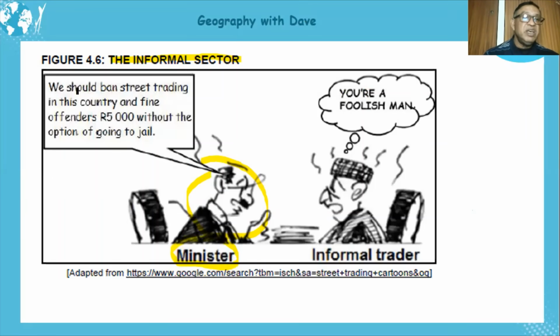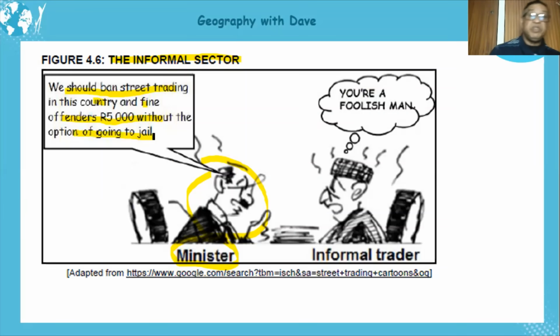Minister. Well, our official, he's very important. He's the minister, and he says we should ban street trading. He does not want to hear about street trading in the country. And fine offenders 5,000 rand without the option of going to jail. Don't put them in jail, they must pay the 5,000.